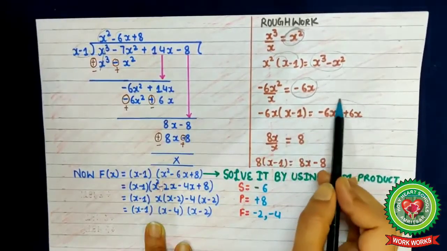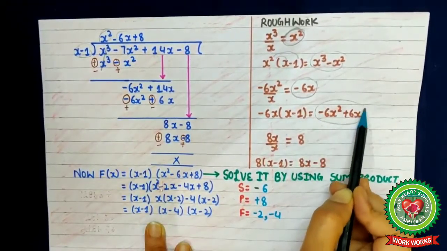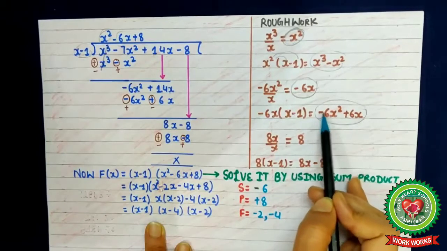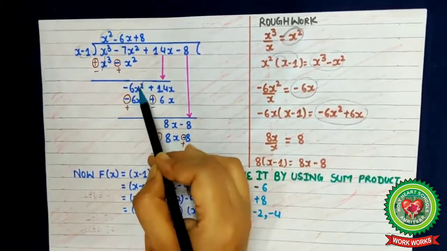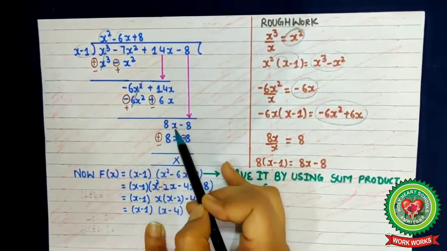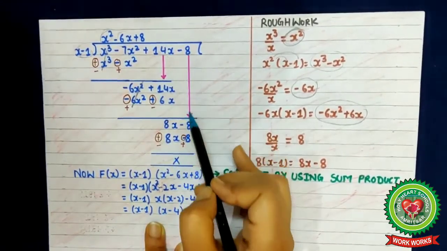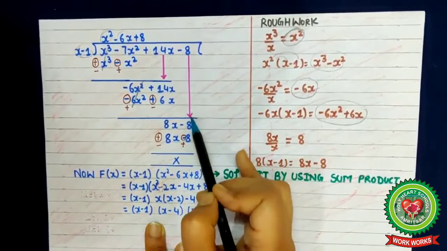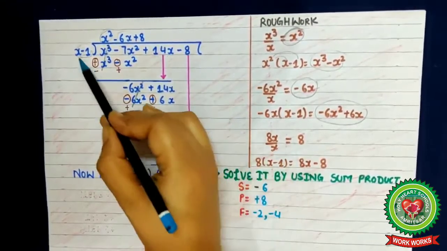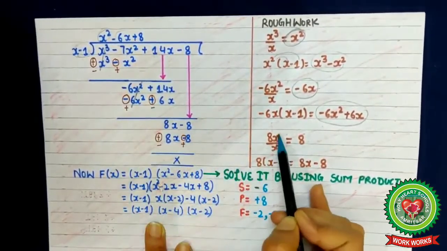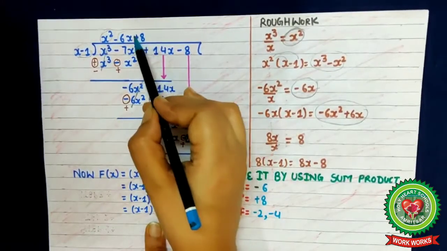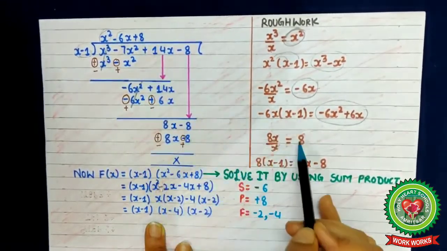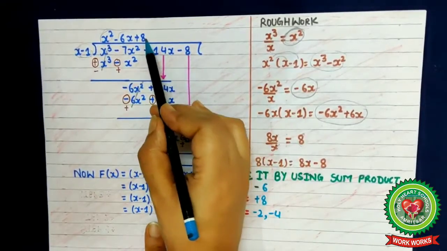After multiplying, we have got minus 6x square plus 6x. Write it here. Sign lock and change. This will cut. Now 8x minus 8. This will come from up, minus 8x. Again divide. This x will cut with this x and it will give me 8. Here I will write plus 8 because no sign was here.